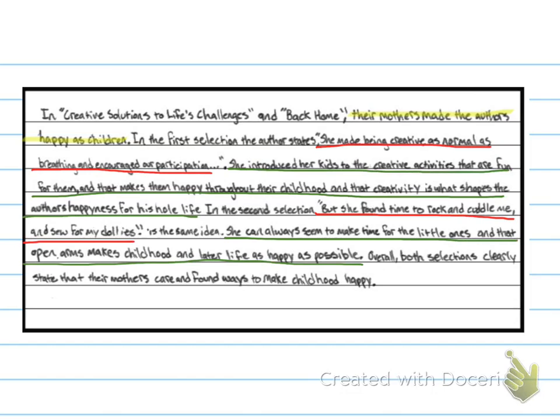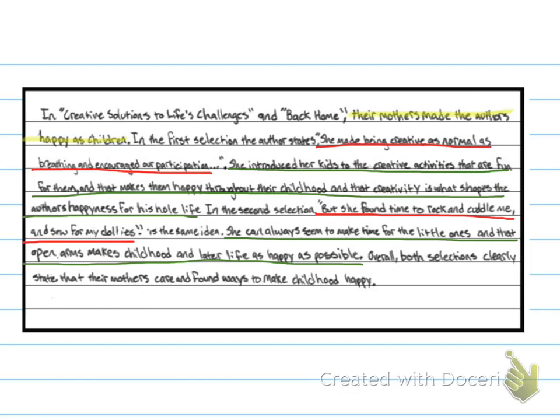So then we have commentary, which is our opinions or insight into the text, explaining how the text evidence supports our answer. Then they go on in the second selection: "but she found time to rock and cuddle me and sew for the dollies." So this is our second text evidence, or concrete detail. It's the same idea. She can always seem to make time for the little ones, and that open arms makes my childhood and later life as happy as possible. So this is commentary. As y'all can see, some of the spelling and grammar is not correct, but they were still able to make a 3 because they provided text evidence from both of the selections.